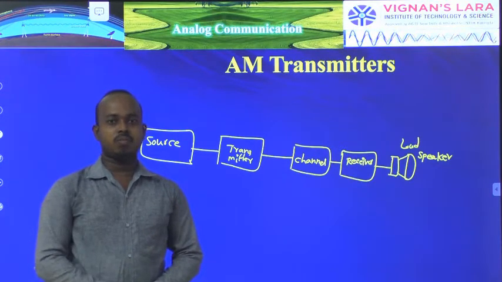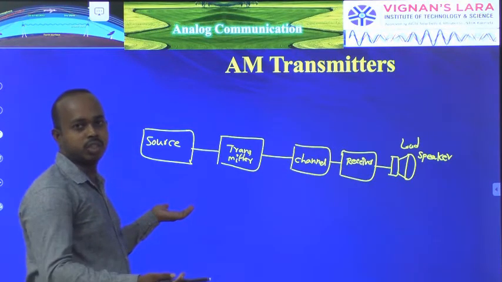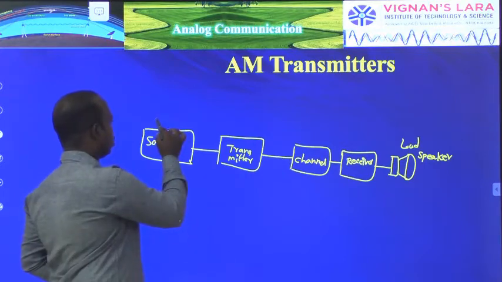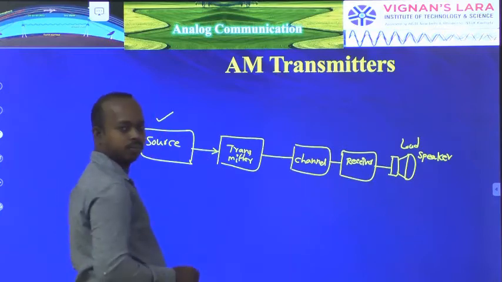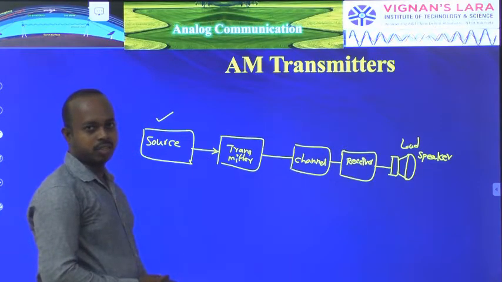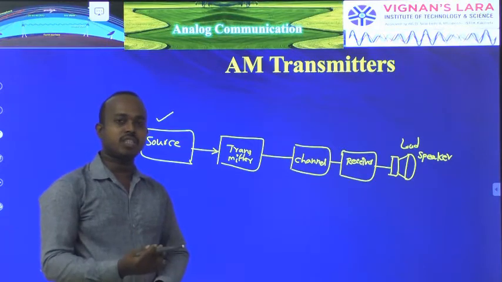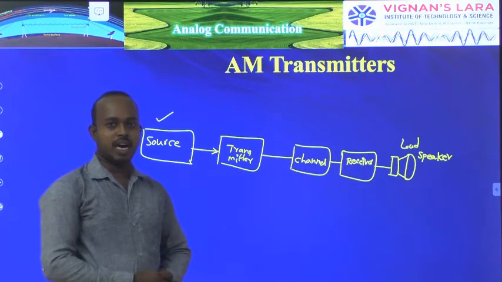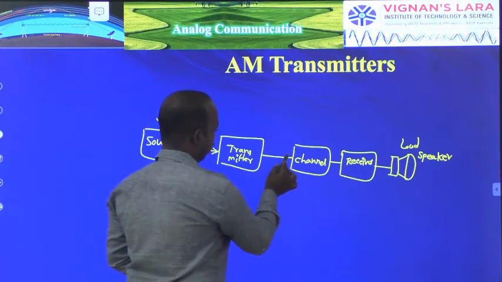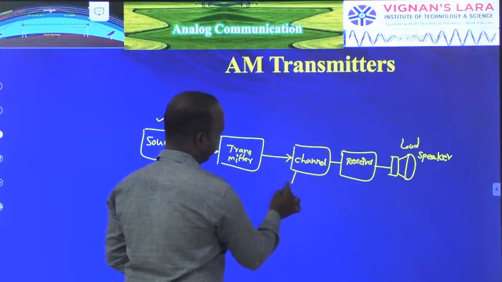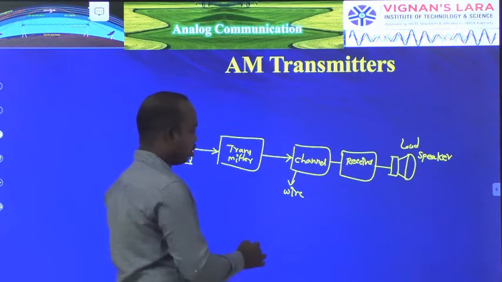In the communication system, the message you deliver to the destination, we call the source parameter. The source is connected to the transmitter block. The transmitter's work is to collect the information at the input side and deliver it either by wireless communication or wire communication. This is the channel, which is either wire or wireless.